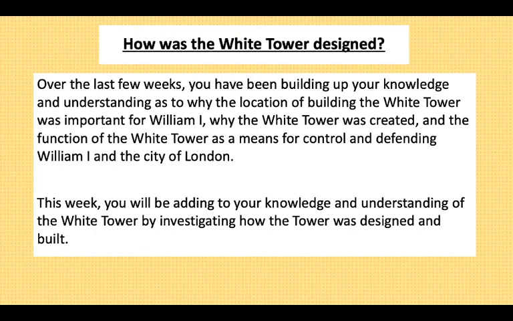So over the last few weeks you have been building up your knowledge and understanding as to why the location of the tower was important for William I, who is also known as William the Conqueror, why the White Tower was created, and the function of the White Tower as a means for control and defending William and the City of London. This week, you will be adding to your knowledge and understanding of the White Tower by investigating how it was designed and built.